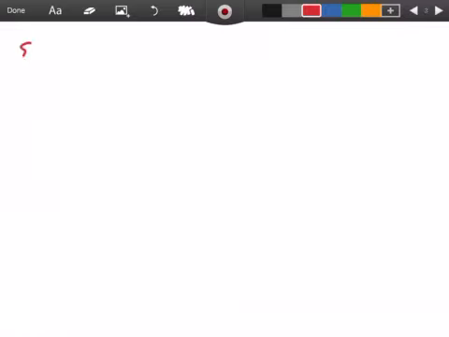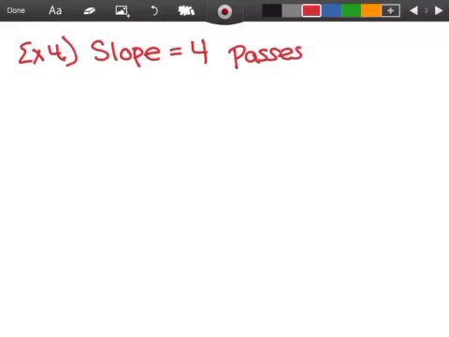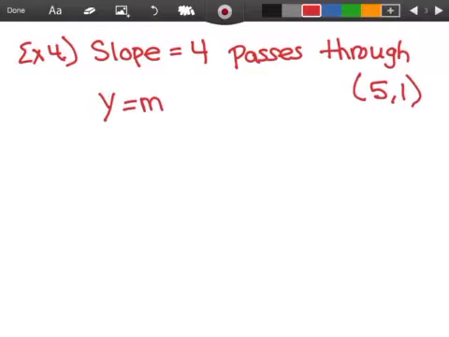Last example here, example 4. I had someone ask me, what if they tell me that the slope is, let's say, 4, and it passes through 5, 1. Okay, so this is where I am going to have to refer back to my formula. So remember, I always like to write my base formula. It'll be on the border of your formula chart for you.